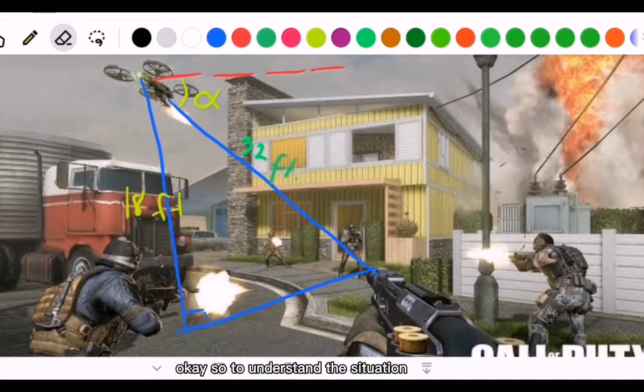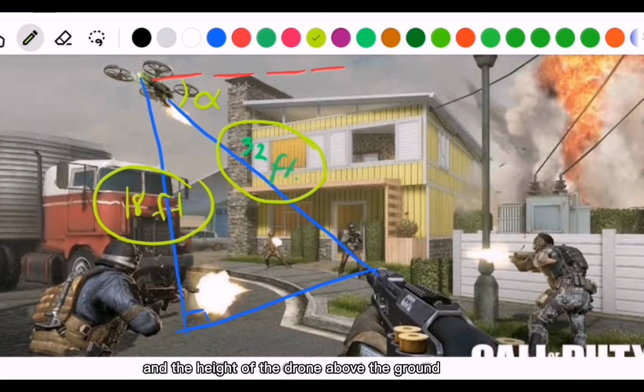To understand the situation, we have two given values: the distance from where the drone is attacking, which is 32 feet, and the height of the drone above the ground, which is 18 feet. And as you can possibly observe, we have indicated a Greek letter alpha as a placeholder for the unknown.